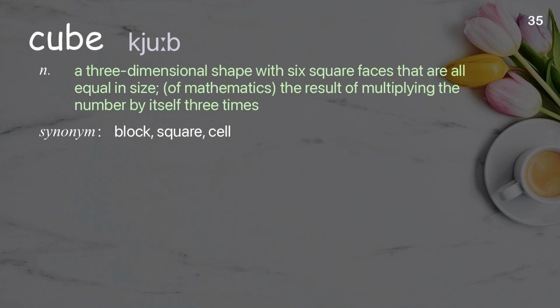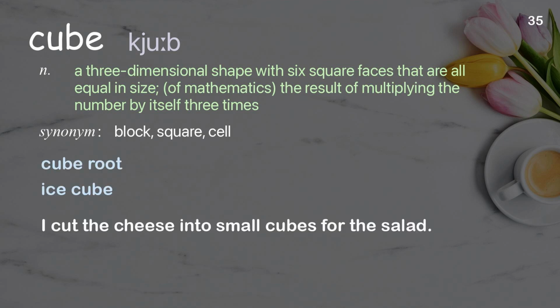Cube. A three-dimensional shape with 6 square faces that are all equal in size. Of mathematics, the result of multiplying the number by itself 3 times. Examples: Cube root. Ice cube. I cut the cheese into small cubes for the salad.